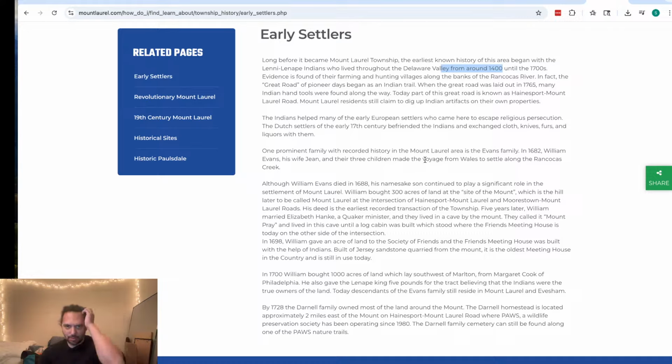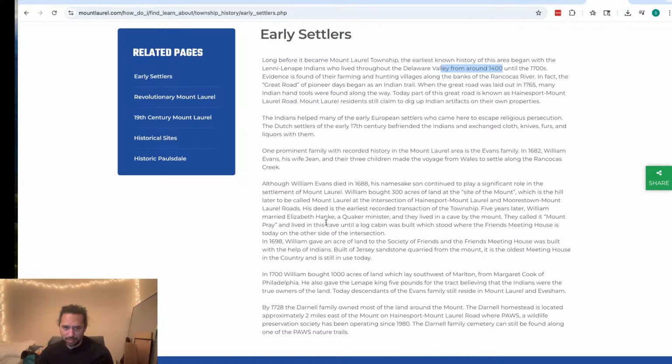One prominent family recorded history. Evans family. In 1682, William Evans, his wife Jean, and their 3 children made the voyage from Wales to settle along the Rancocas Creek. Okay, bought 300 acres of land, which is the hill later to be called Mount Laurel at the intersection of Hainesport Mount Laurel Road.